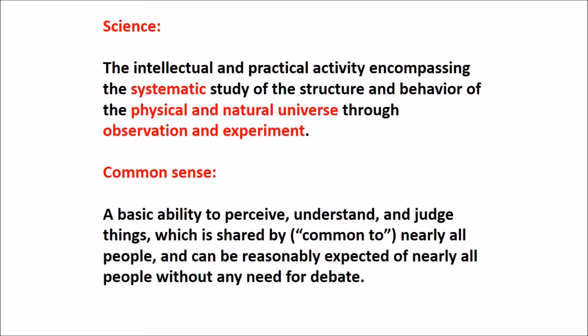People don't generally use scientific reasoning in their everyday life. The chapter that you read talks about the difference between science and everyday reasoning and points out some of the errors that people make in their use of common sense or everyday reasoning. Let's define common sense as a basic ability to perceive, understand, and judge things, which is shared by nearly all people and can be reasonably expected of nearly all people without any need for debate. Now, the fact that it's not up for debate doesn't mean that it's necessarily true. Common sense works in a lot of instances, but the chapter points out problems with common sense thinking, and let me give you a couple examples.